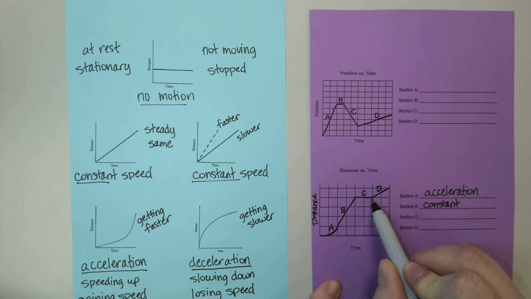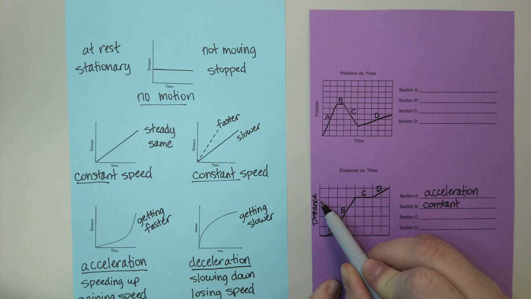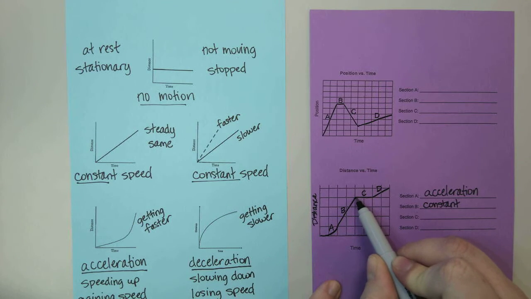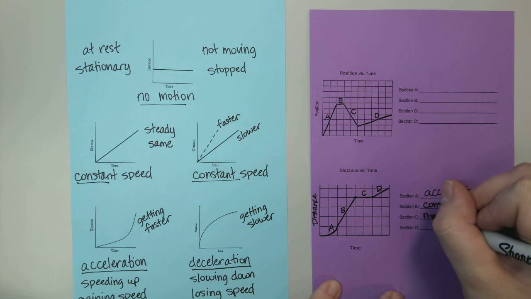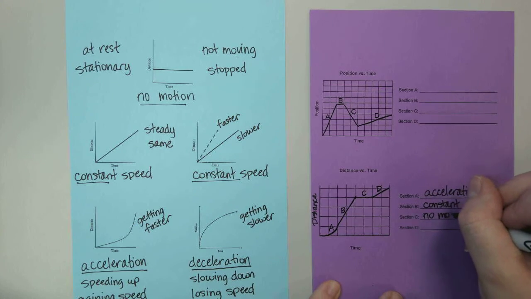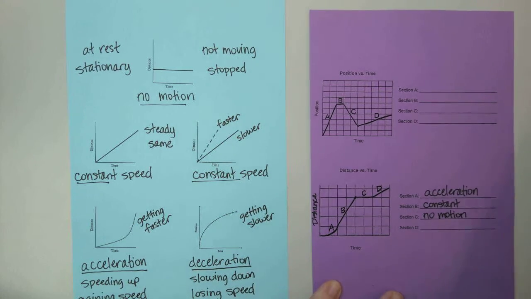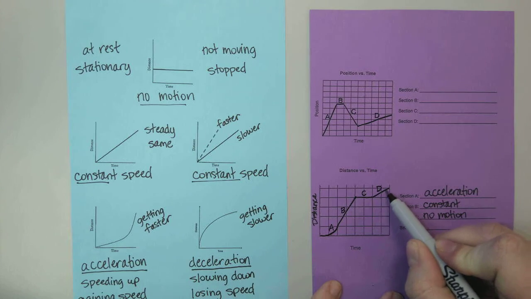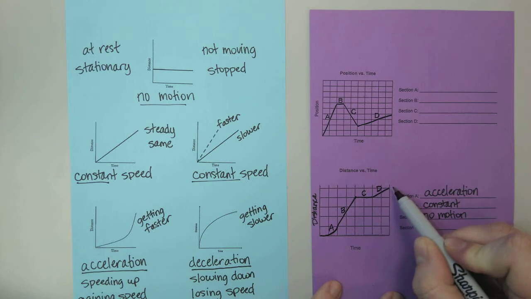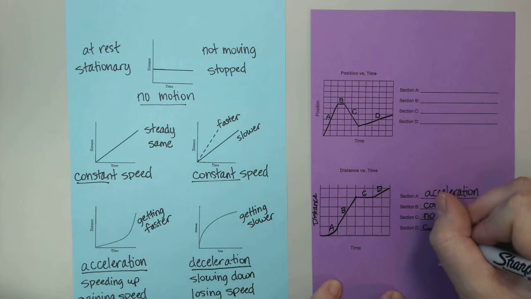Section C is flat. The distance is not changing. Whatever that value is, that's what it is at the start of section C, and that's what it is at the end of section C. So that's what we call no motion. Remember, other ways to describe no motion would be not moving or stopped, at rest. In section D, it's again a straight diagonal line, so that is going to be constant.